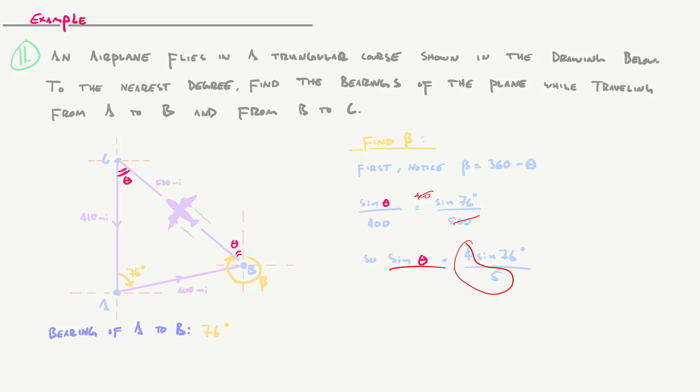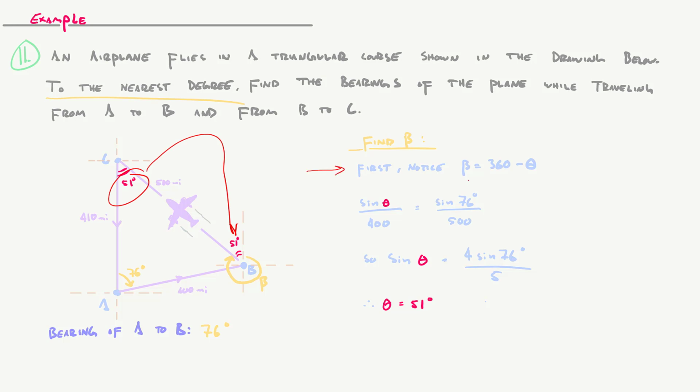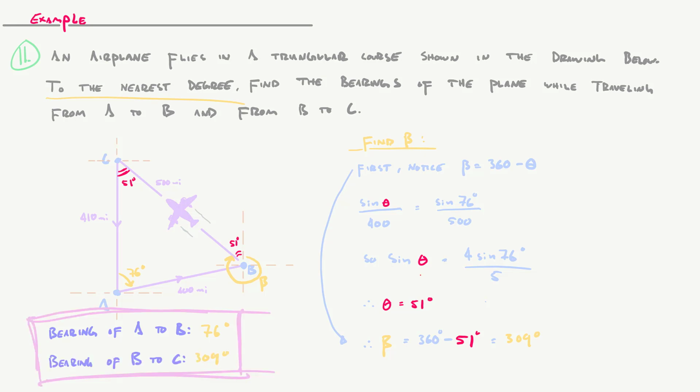And then to find theta, I just need to take an arc sine of both sides. So I stuck all this into my calculator. I got 50.9 degrees, which, rounded to the nearest degree, is 51 degrees. So since this is 51 degrees, this is also 51 degrees. And as we know, the first thing we noticed about beta is that it's 360 minus this theta measurement, which we just found is 51 degrees, which means beta is 360 degrees minus 51 degrees, or 309 degrees. And that is the end of the problem. The bearing from B to C is 309 degrees.